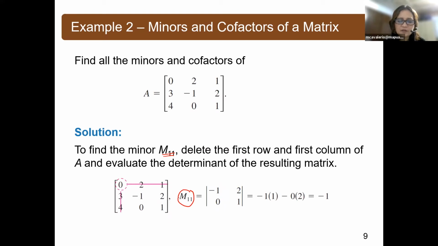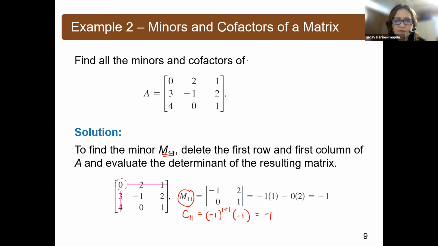To find the cofactor of 11, we're done with finding the minor 11. How do we find the cofactor 11? Since this is just equivalent to negative 1 raised to i plus j, and since i is 1 and j is also 1, we have 1 plus 1 multiplied by the minor of 11, which is equivalent to negative 1. Then C11 is negative 1 raised to 2, that's positive, times negative 1, then C11 is negative 1.